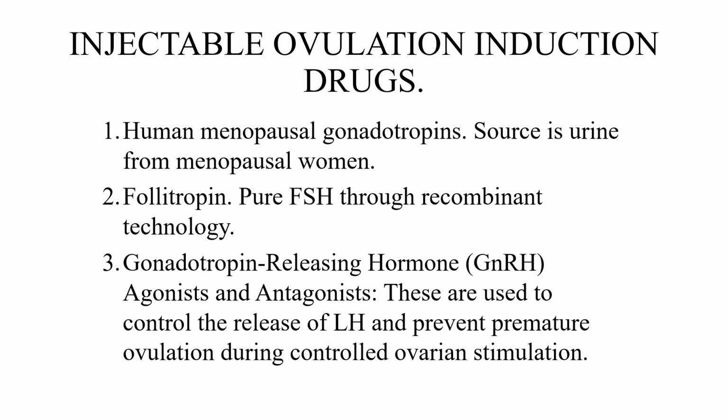The types of drugs that are included as injectable ovulation induction are the following: human menopausal gonadotropin, where the source is urine from menopausal women; Follitropin or pure FSH through recombinant technology; gonadotropin releasing hormone, which comes in two different kinds called agonists and antagonists. These drugs are used to control the release of luteinizing hormone and preventing premature ovulation during controlled ovarian stimulation.